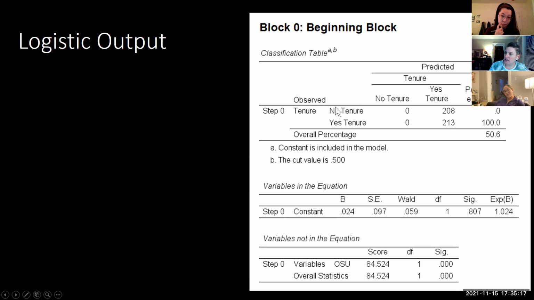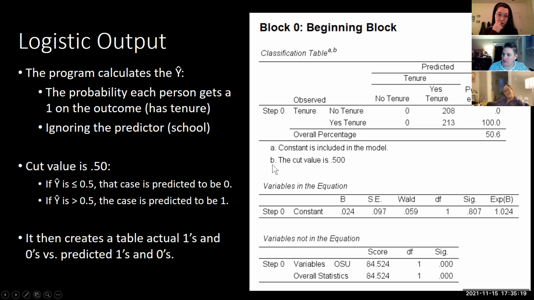Now right here, you'll see there's this little guy that says cut value. The cut value equals 0.5. So basically what we're saying is if the probability, the y hat, is less than 0.5, we expect that that person does not have tenure, that they will not have the event. But if the y hat is above 0.5, then we do expect that they have tenure. We do expect that the event will happen.